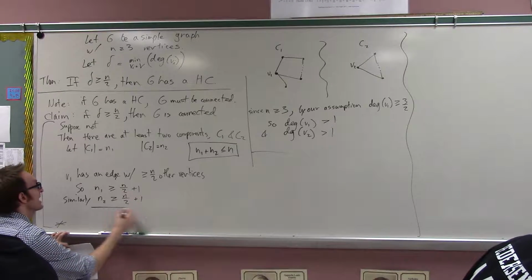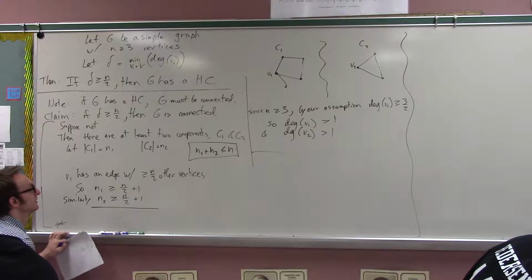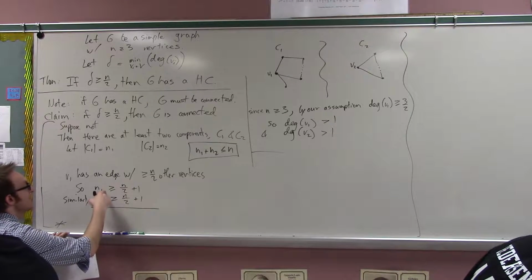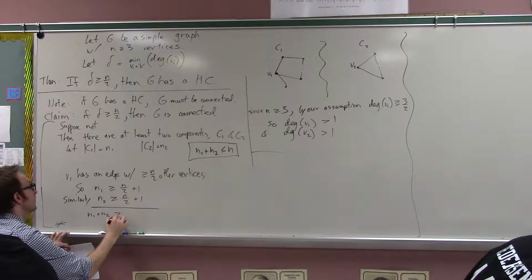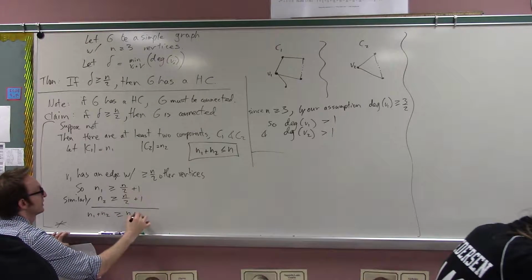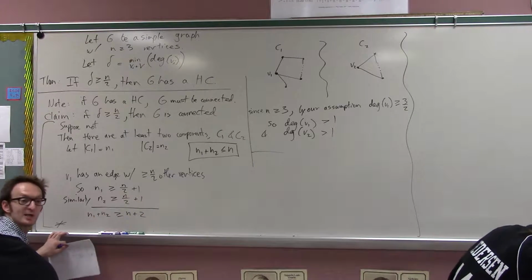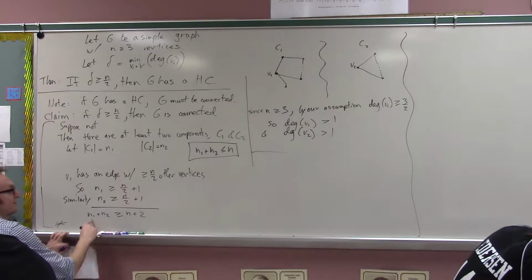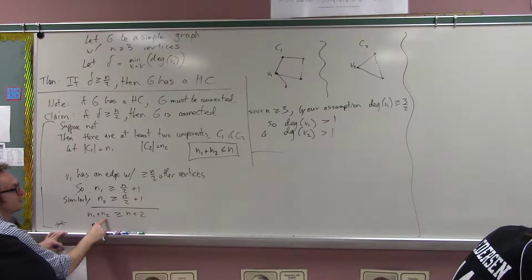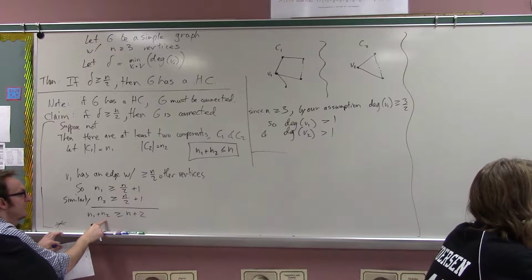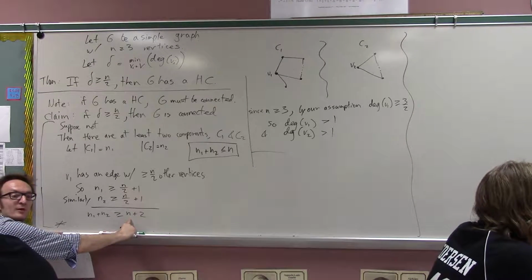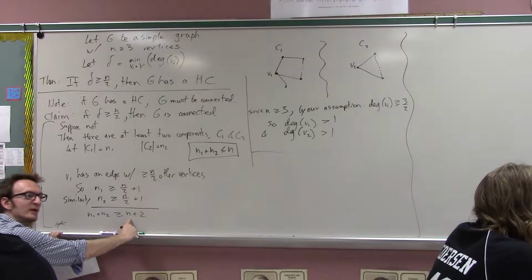But what happens when I add up these two inequalities? You get greater than n. Yeah, I get that n1 plus n2 is greater than or equal to n plus 2, and that's a contradiction, right? Because the number of vertices in the first component plus the number of vertices in the second component can't be more than the total number of vertices, because those are non-overlapping.